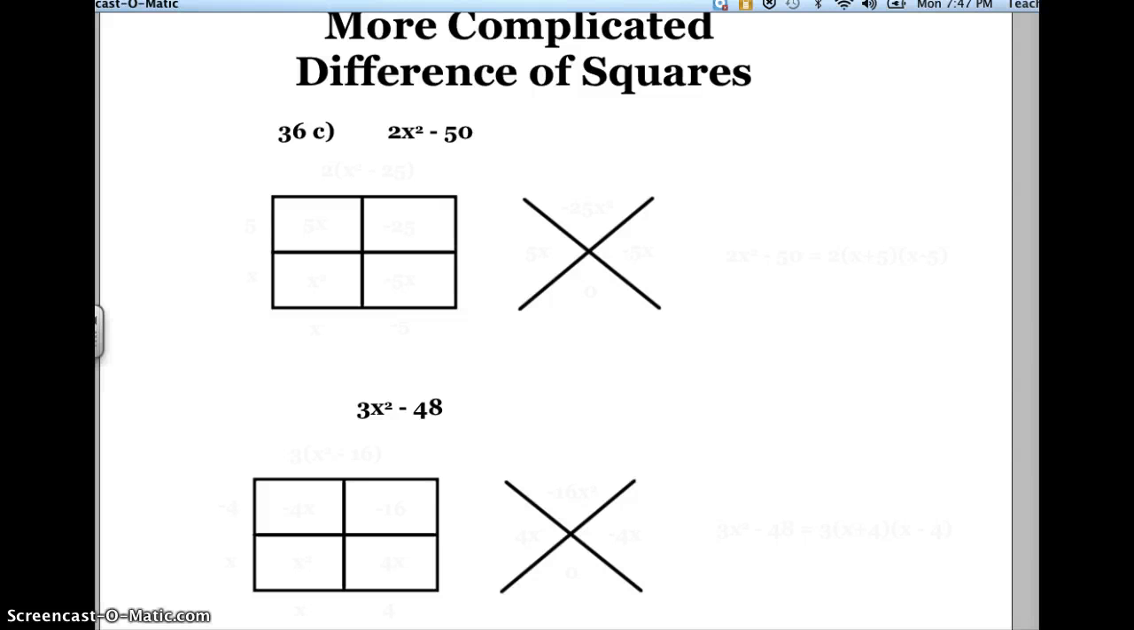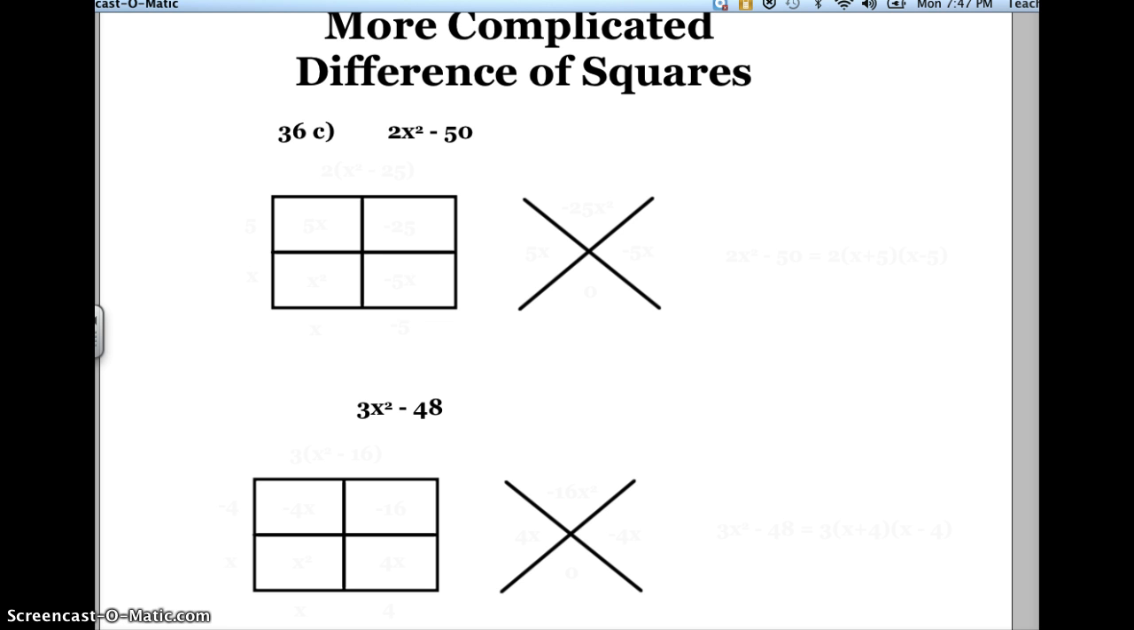Okay, Oak Rovers, this is going to be a video to help you factor more complicated difference of squares problems. Hopefully you've already watched my video on how to factor difference of squares. This video is going to look at problems that are just a little bit more complicated.